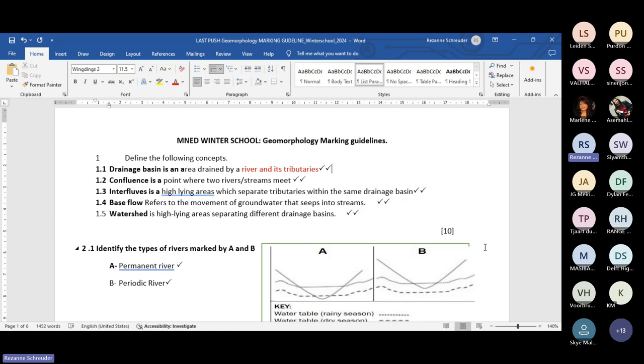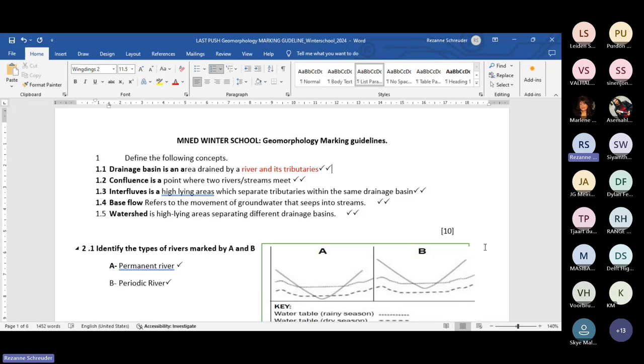So the second concept was the confluence, and we've dealt with that yesterday, where you guys got confused with the confluence and the interfluve. And the reason why I pointed those two out is the fact that the confluence is the point where two rivers or streams meet. Now, an easy way to remember that is in church, a congregation, or even a conference. It's where people meet. So that's my way of remembering the concept confluence.